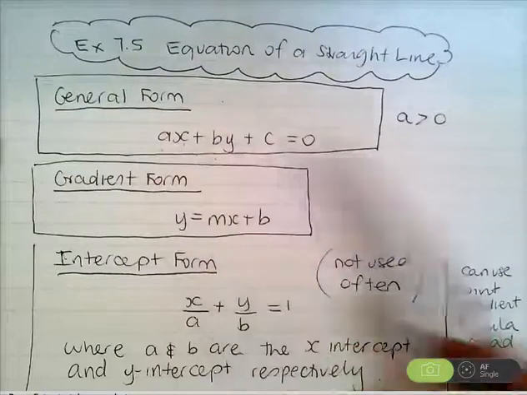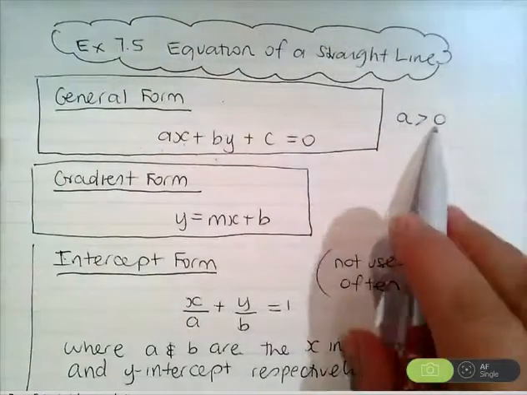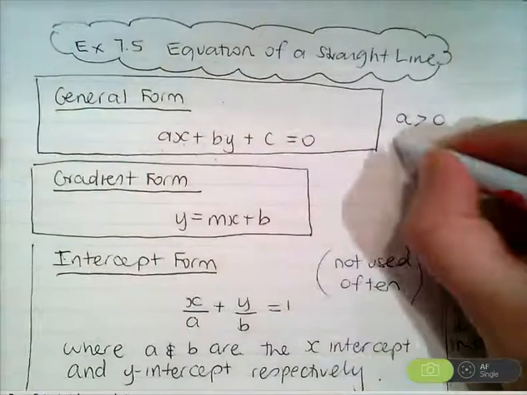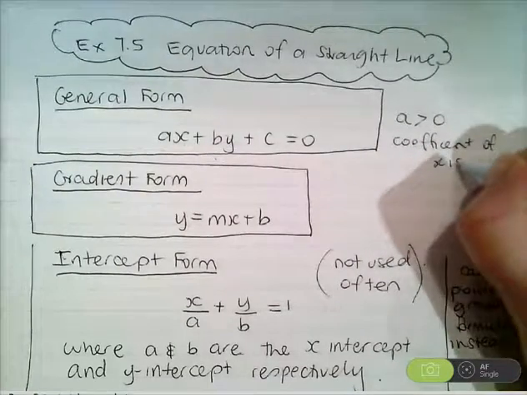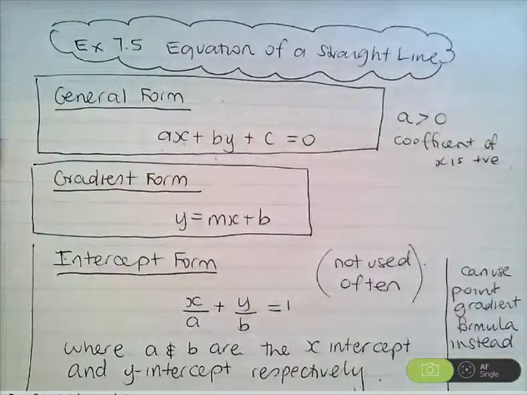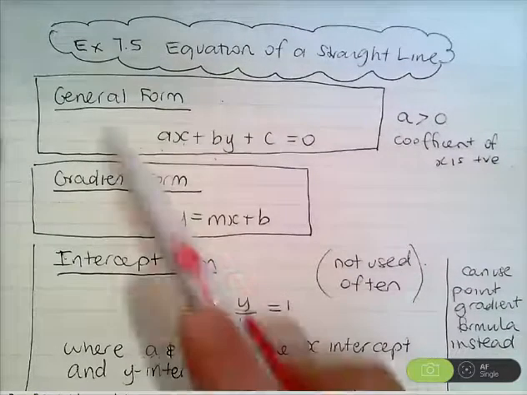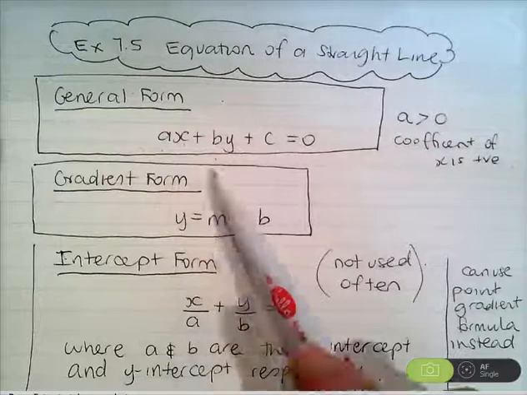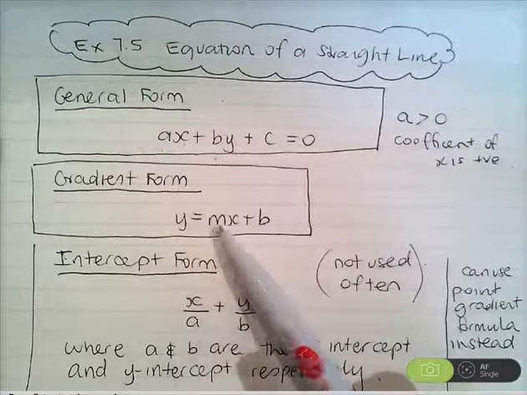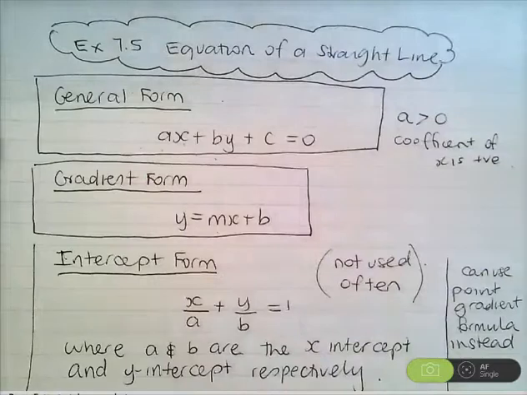And the other important thing is that the coefficient of the x is greater than 0. In other words, the coefficient of the x is positive. Okay, so coefficient of x is positive. That's what's important there. Now, this is the gradient form, or you know it as y equals mx plus b form. So we've got the general form of an equation, or the y equals mx plus b form. This is called the gradient form because when you look at it, you can clearly see exactly what the gradient of the line is. Okay.